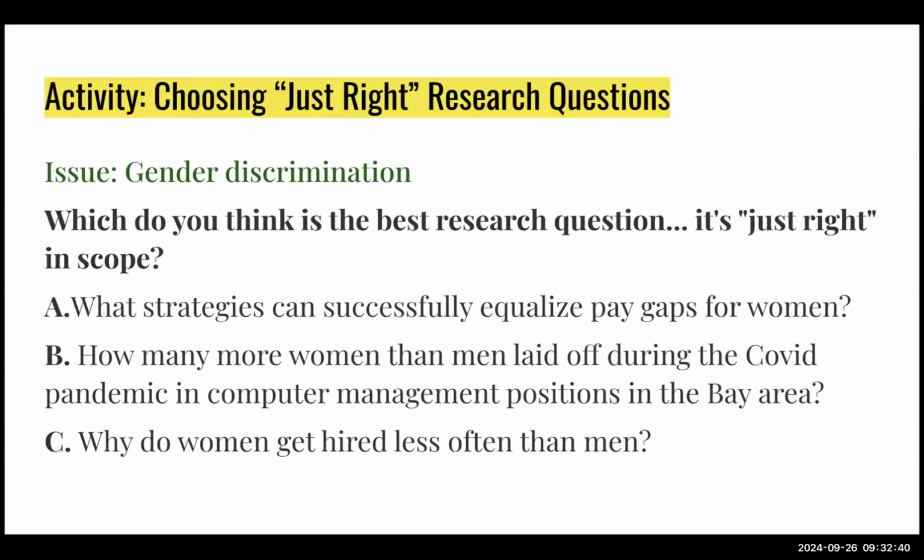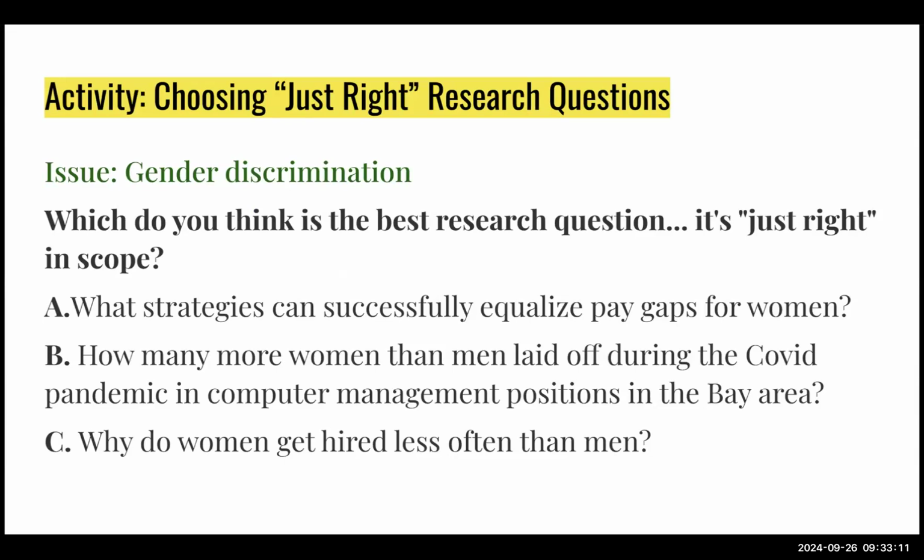And again, you're trying to get to the best research question. So what is the one that is just right in scope? What is one that we can actually research and find things about, and it will make sense? Our issue that our professor gave us is gender discrimination. So how are people mistreated? How are they sometimes abused or ignored based on their gender, right? How they present themselves. So which do you think is the best research question?